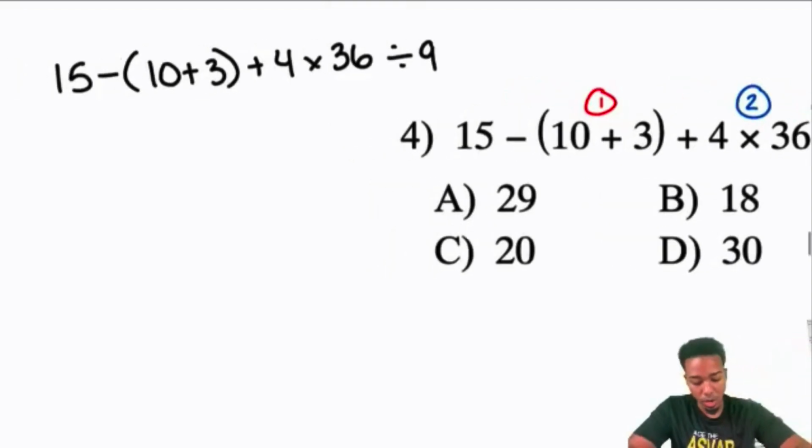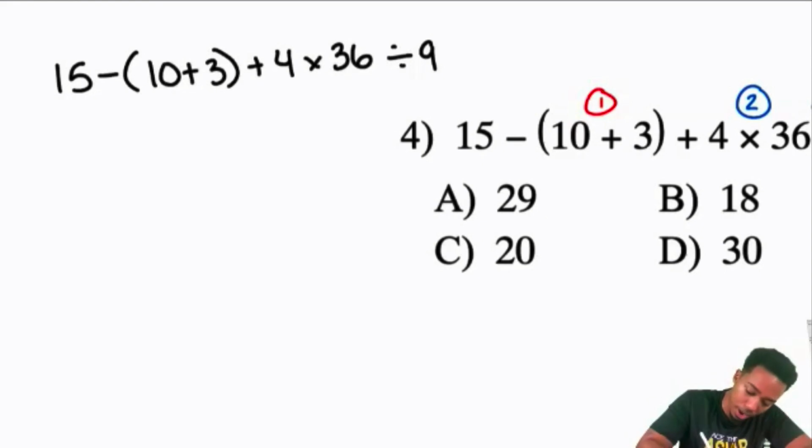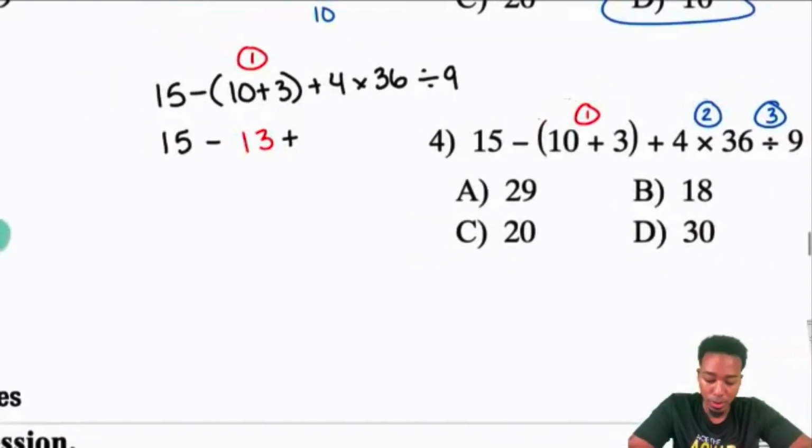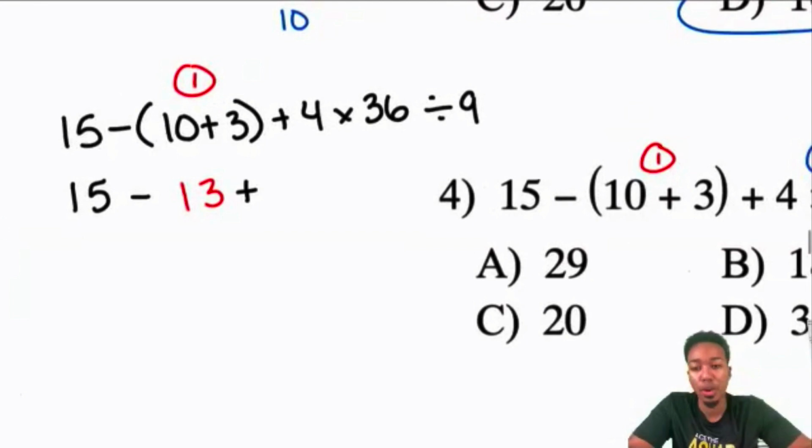All right, so let's get to it. Like I said, step number 1, right over here, 10 plus 3, that's going to give me 13. Rewrite everything. And then we can do the 4 times 36. Everybody, what is 4 times 36 going to be? 4 times 36 is going to give us 144.